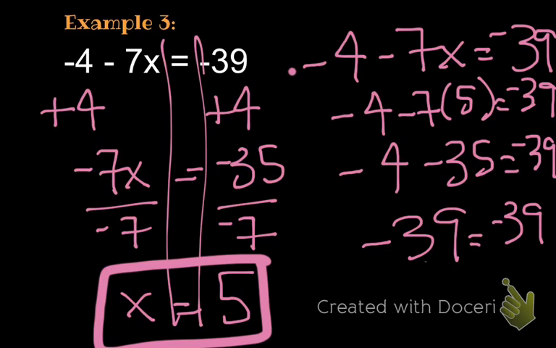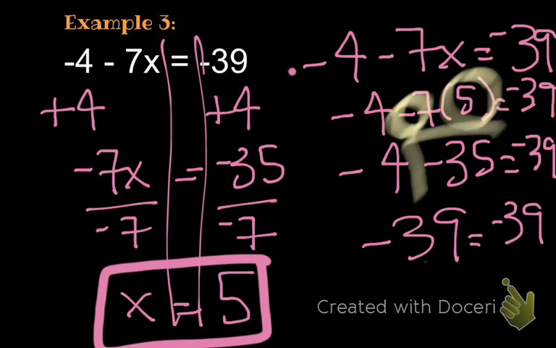Then I substituted in 5. And check this out. Here's a common mistake that people make. This is a negative 7. So negative 7 times 5 will give me negative 35. All right, so negative 4 plus negative 35 is negative 39 equals negative 39. So that means my solution is correct. So when you're solving two-step equations or any equations, don't forget you have to remember your rules of integers.